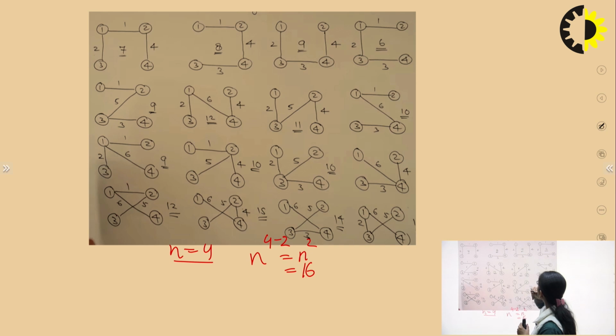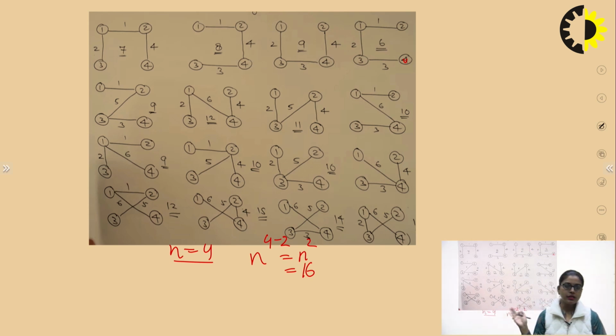We see the costs of the trees are 7, 8, 9, 6, 9, 12, 11, 10, 9, 10, 10, 13, 12, 15, 14, 11 and 13. As we can see, this particular graph has a minimum cost of 6.